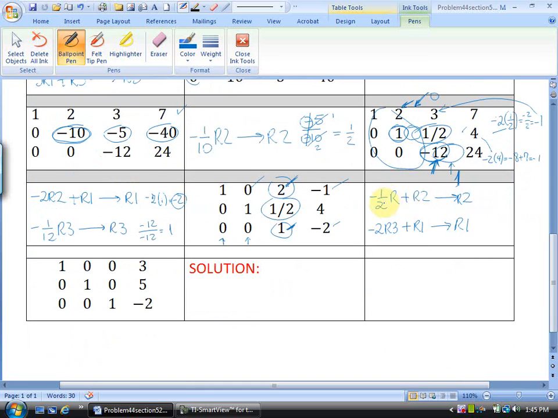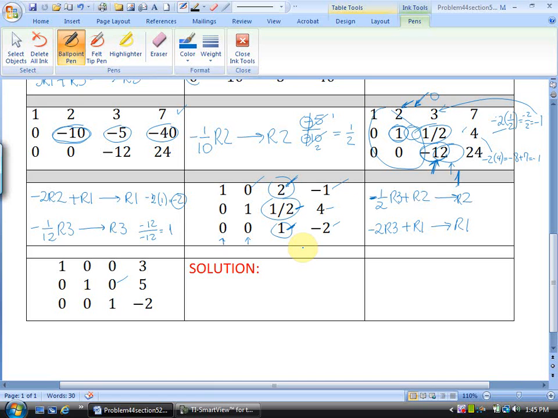First rule, half row 3 plus row 2 into row 2. So negative half of 1 is negative half. When I add negative half to positive half, I get a 0 right here. Now, let me continue on this row. Minus half times 4 is minus 2.